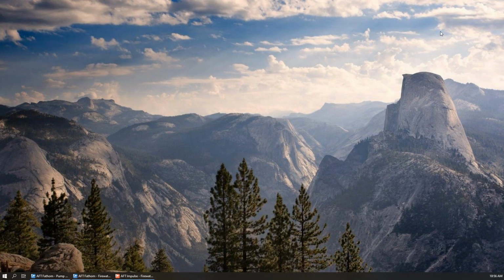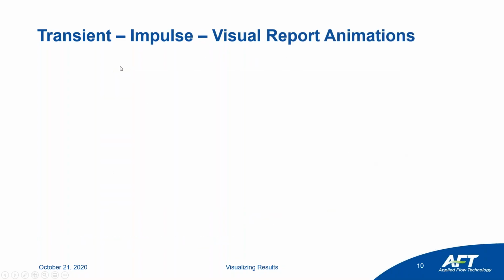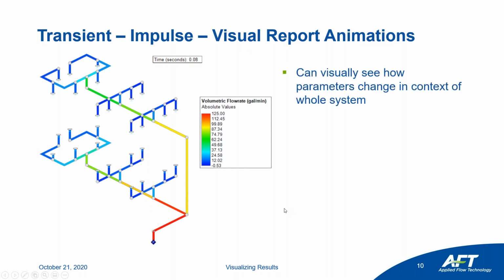So those are transient graphs, very quick. And then finally, we'll take a look at a color map animation. So this is something specific to Impulse where we can animate a visual report. So we can take our color map and we can see visually how these parameters are changing in the context of the system. So this is especially useful with water hammer analysis if you have reflecting waves and that might be the cause of your weird pressure spike.